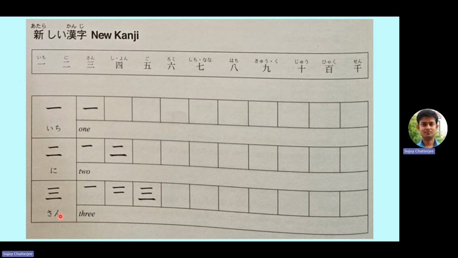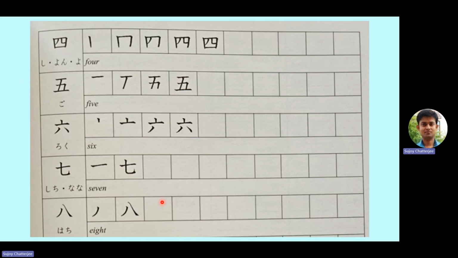Now san, this is numeral 3. So the first stroke, the second stroke, the third stroke. You can see here the first stroke is of a certain length, the second stroke is shorter than that, and the third stroke is the longest of all. So this is san or numeral 3. Then we have the numeral 4. It is now getting a little bit complicated.